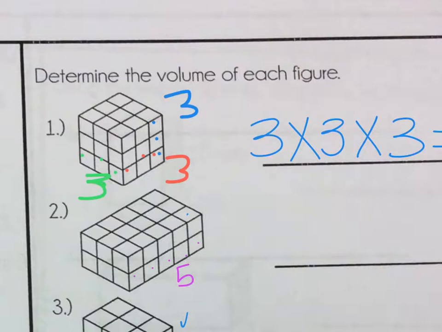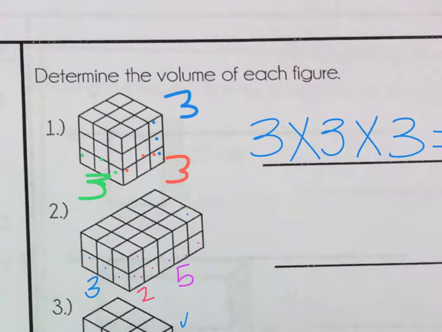Let's do our height. I'm sorry, let's do our width. 1, 2, 3. So we have 3 here. Now let's do our height. 1, 2. How tall is it? 2. Very good. Now, are we ready to multiply?